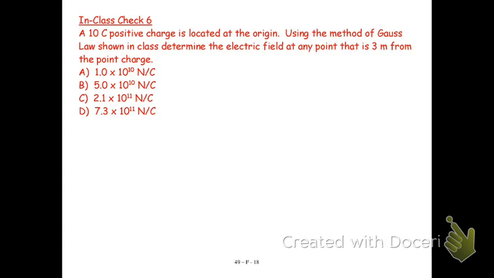10 coulomb positive charge is located at the origin. Let's draw a little origin. 10 positive. Using the method of Gauss's law as shown in physics class, I'm actually going to say physics class on the test rather than class, because you could say math class. Physics class. Determine the electric field at any point 3 meters from the point charge. I'm going to put my P there on the x-axis. It doesn't say anything about I can't.